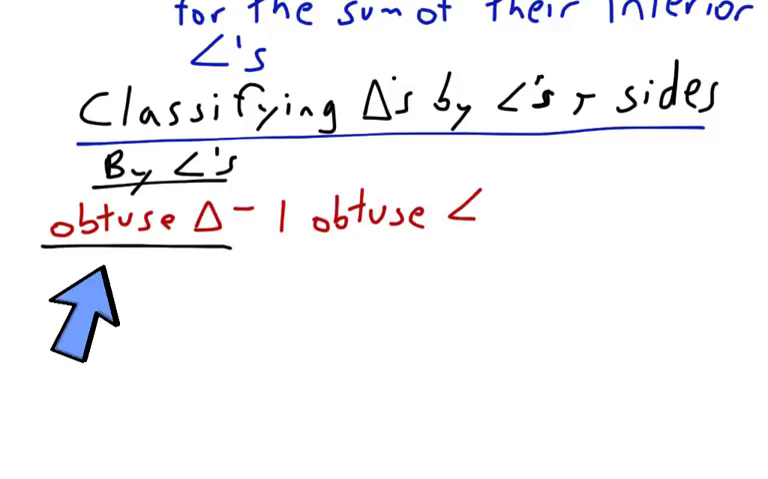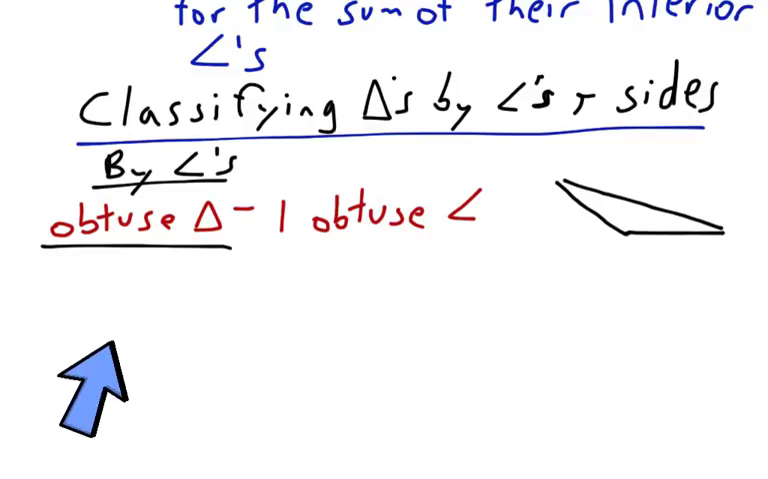And I'm just going to draw a little example of an obtuse triangle. So let's just draw an obtuse angle and then just connect them, the endpoints. And that would be an example of an obtuse triangle.